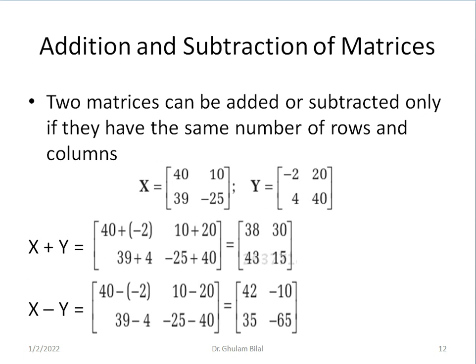So addition and subtraction of matrices is only possible if they have same number of rows and columns. X and Y, they have same number of rows and columns. So X plus Y is possible. Similarly, X minus Y is possible.